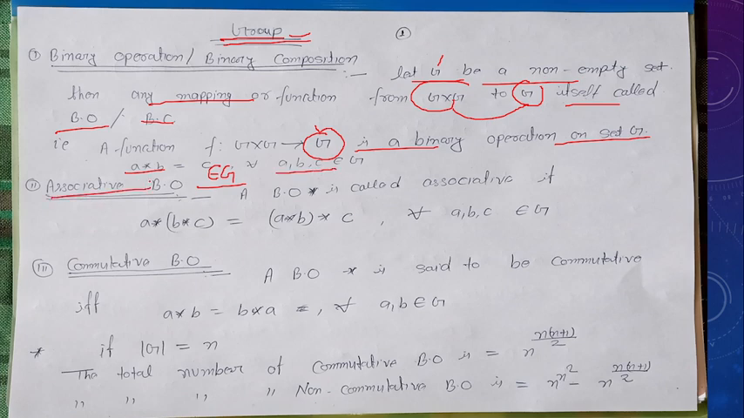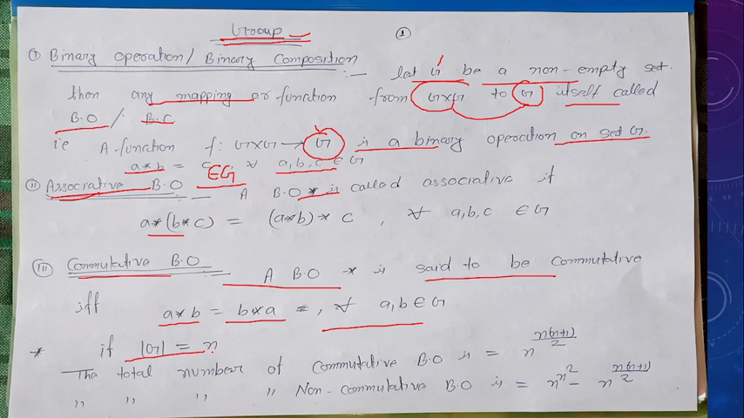Associative binary operation happens with three elements from the same set. A binary operation star is called associative if (A star B) star C equals A star (B star C). It means if you apply the bracketing in a different place but the result does not change, then that property is called the associative property. Commutative binary operation: a binary operation star is said to be commutative if A star B equals B star A. It means if you change the order with the same binary operation there is no change in your answer, then it is called the commutative property.